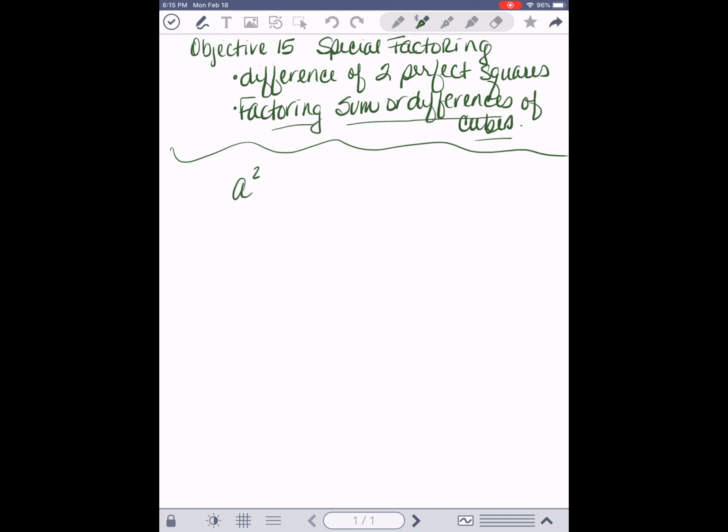When you have the difference of two perfect squares, it's a squared minus b squared. So that is the difference of two perfect squares. Your formula for this is a plus b times a minus b. This is a formula you'll want to remember. So let's take a look at an example.